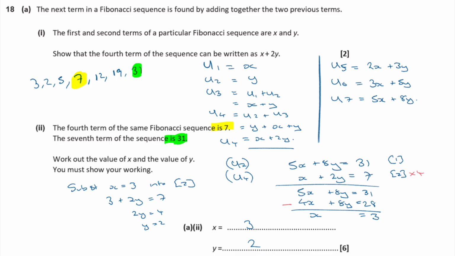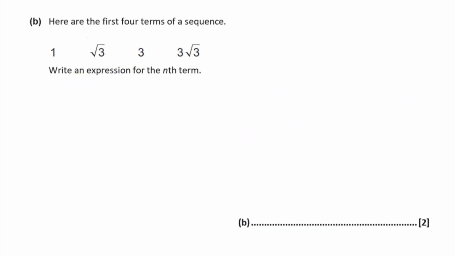Let's move on. So 6 marks. Wow. Part B says here are the first 4 terms of the sequence. We've got 1, root 3, 3, and 3 root 3. Now this sequence, I hope you can see, has a common ratio. Each one is root 3 times the previous one. So 1 times root 3 is root 3. Root 3 times root 3 is 3. And 3 times root 3 is 3 root 3.